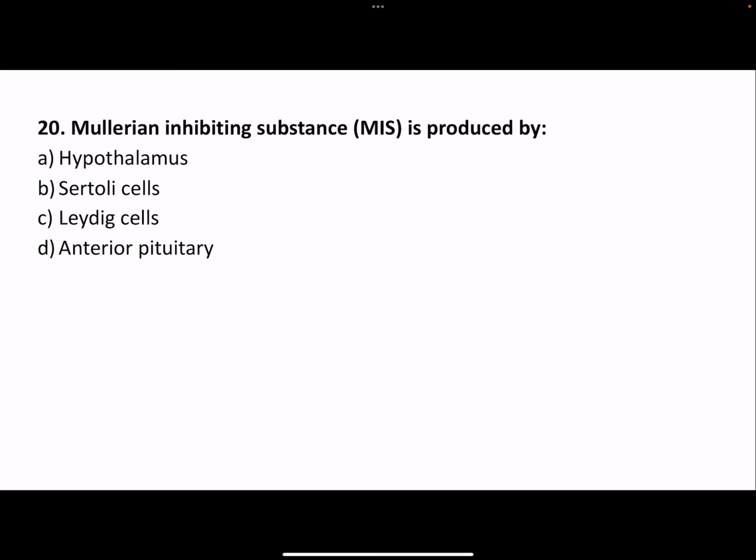Question number 20. Mullerian inhibiting substance, MIS, is produced by. So MIS is produced by the Sertoli cells. Sertoli cells produce Mullerian inhibiting substance. They produce the hormone inhibin B. They produce androgen binding protein. They also produce activin. So these are the hormones or substances produced by the Sertoli cell.